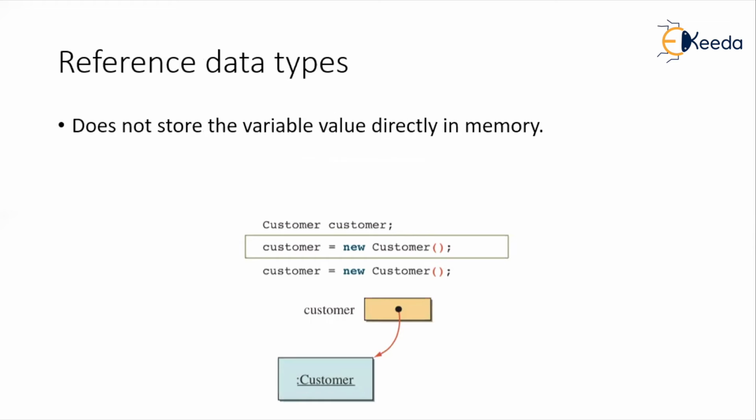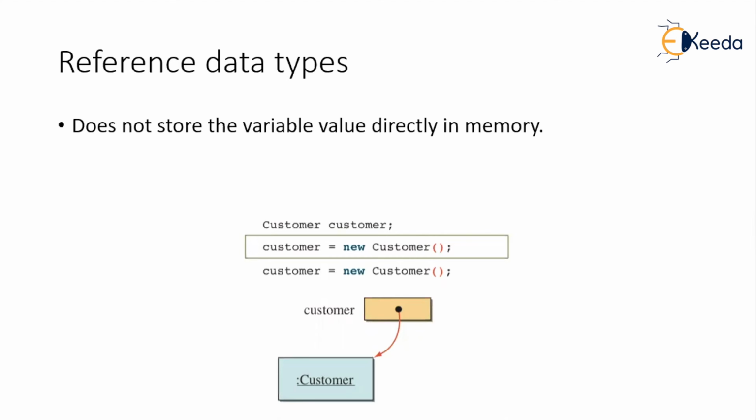Now, how are reference data members stored into memory? Whenever we have a primitive data member, the value is directly stored at a particular memory location, and the primitive data member will be referring to that location and is going to hold that particular value. In case of reference data type, reference data members never hold the values themselves. However, they refer to the location where the value is stored.